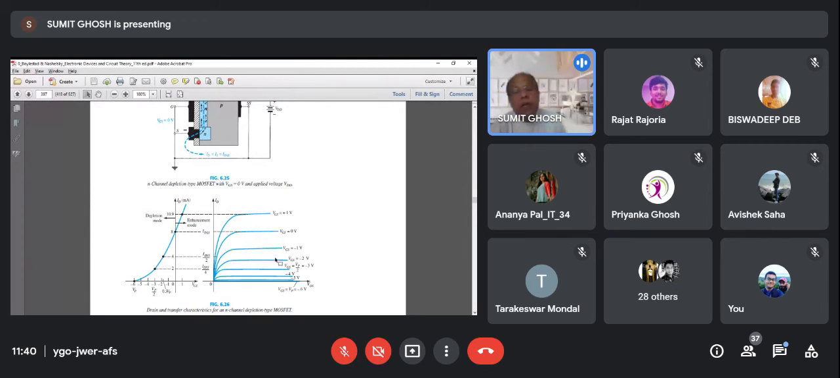আচ্ছা, এইখানে বলেছিলাম ডিপ্লিশন মোড, কারণ এখানে যত ভ্যালু ভিজিএস নেগেটিভ করছি তত চ্যানেলটা আস্তে আস্তে জিরো কারেন্ট হয়ে যাচ্ছে, মানে চ্যানেলটা ডিপ্লিট হয়ে যাচ্ছে। কিন্তু আবার ভিজিএস 0 থেকে কারেন্ট বাড়ানো যায়। যদি পজিটিভ ভোল্টেজ দাও তাহলে এনহ্যান্সমেন্ট মোডে চলে গেল। মানে ডিপ্লিশন মোড MOSFET can work both as depletion mode normal or it can work as enhancement mode.